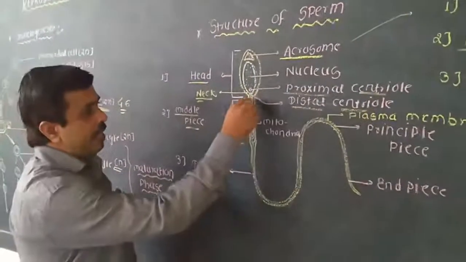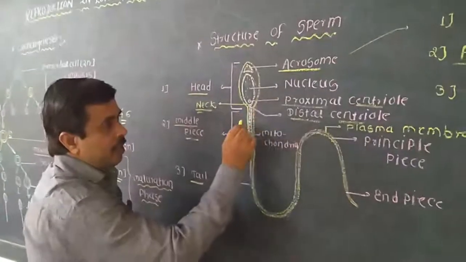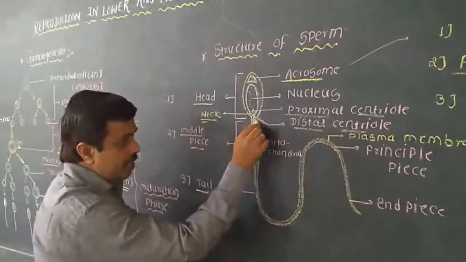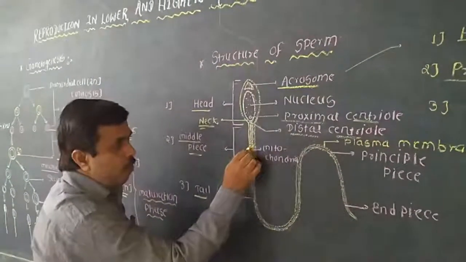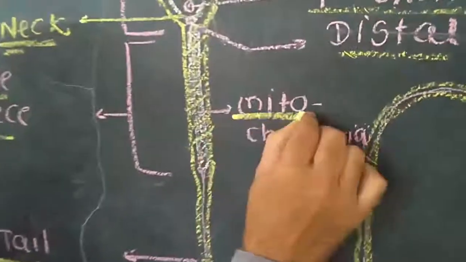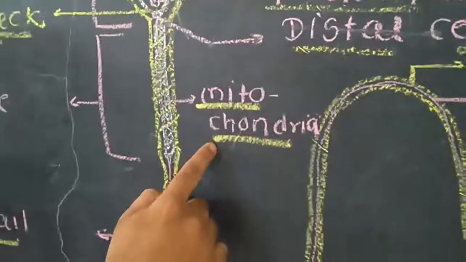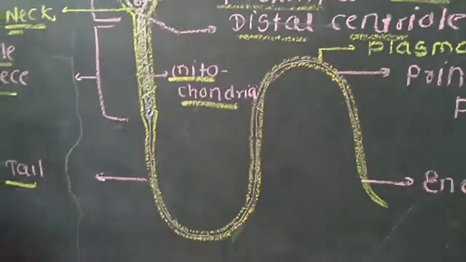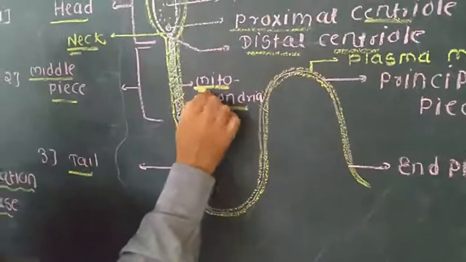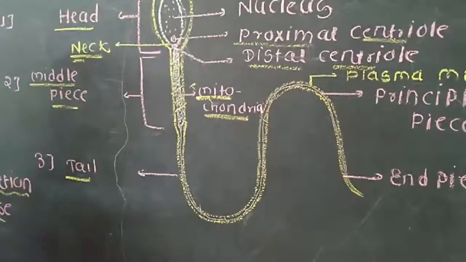Now the next part is the middle piece. This middle piece contains the axial filament, which arises from the distal centriole. This axial filament is surrounded by 10 to 14 turns of mitochondria, and this mitochondria plays an important role: it supplies the energy for the movement of the sperm. So this is the function performed by the mitochondria present in the middle piece.